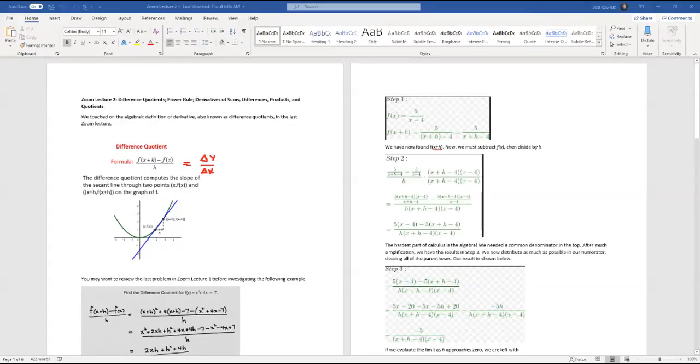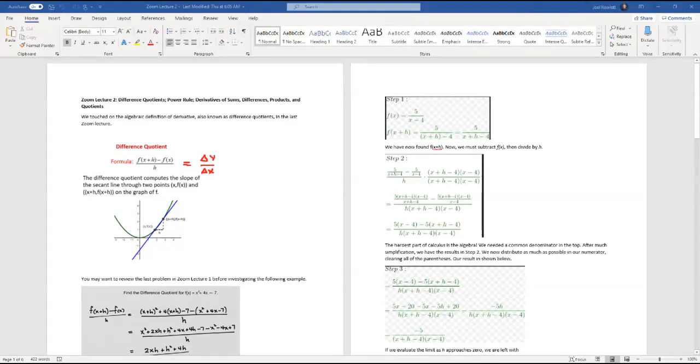This chapter is going to be rather heavy, but it's probably the most important chapter for the semester because it gets us into the root of calculus, which is the derivative. In the last Zoom lecture, we talked about the algebraic definition of derivative known as the difference quotient. And let's review the difference quotient.